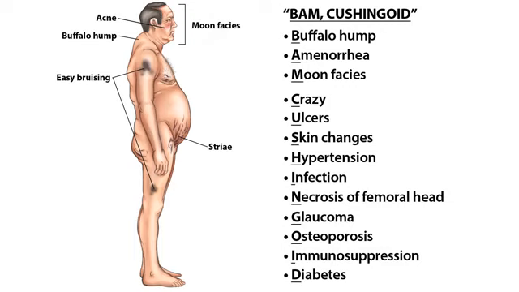Then there's hypertension, infection, necrosis of the femoral head. The G stands for glaucoma and cataracts, which are both eye problems. And then osteoporosis, immunosuppression, and diabetes. So make sure you know all of these side effects.